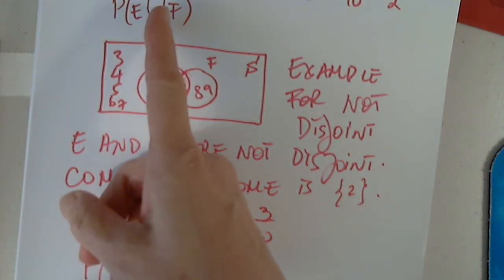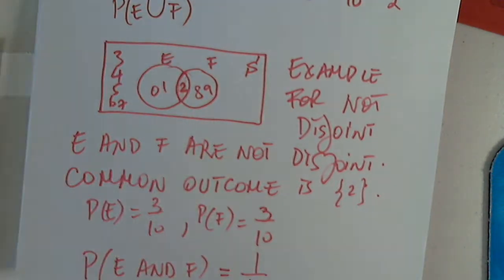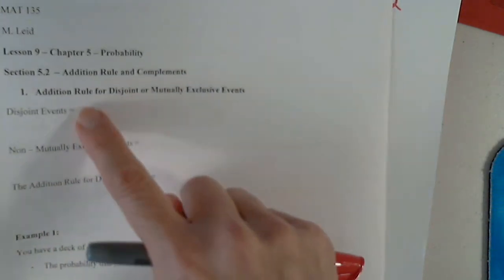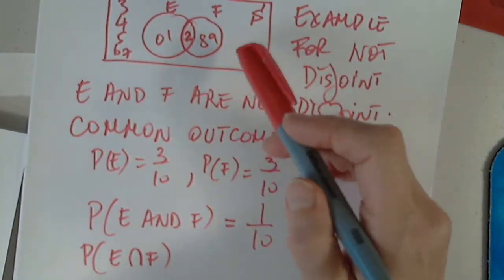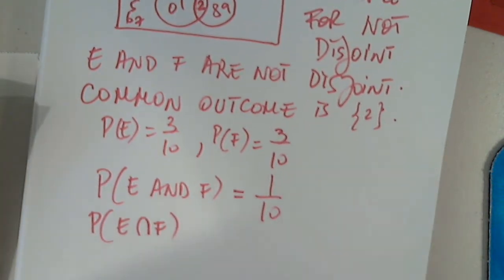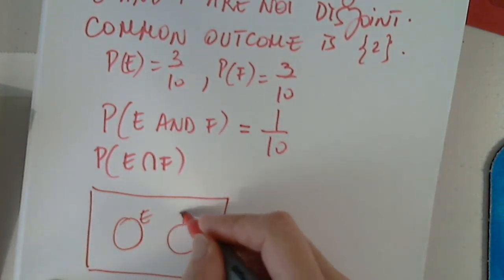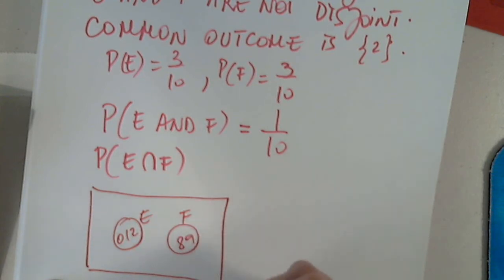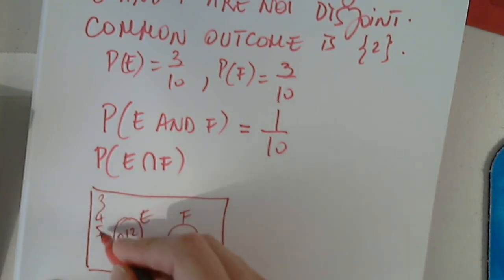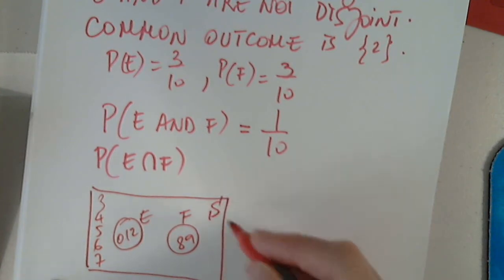Okay, what we wrote up here is exactly what the addition rule for disjoint events represents. So we talked about disjoint, we talked about not disjoint or non-mutually exclusive events, and now we're going to put in the addition rule for disjoint events. These here are not disjoint, but for the previous example, let me write it again to make sure that it's not confusing. So here we have E, here we have F. We put 0, 1, and 2, and 8 and 9, and everything else as 3, 4, 5, 6, 7.